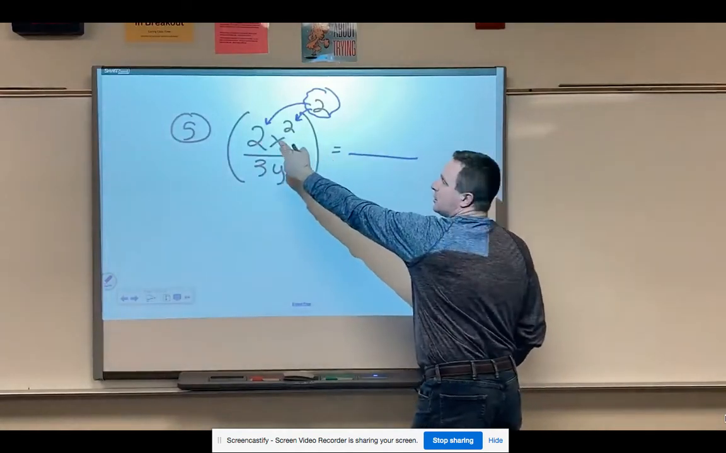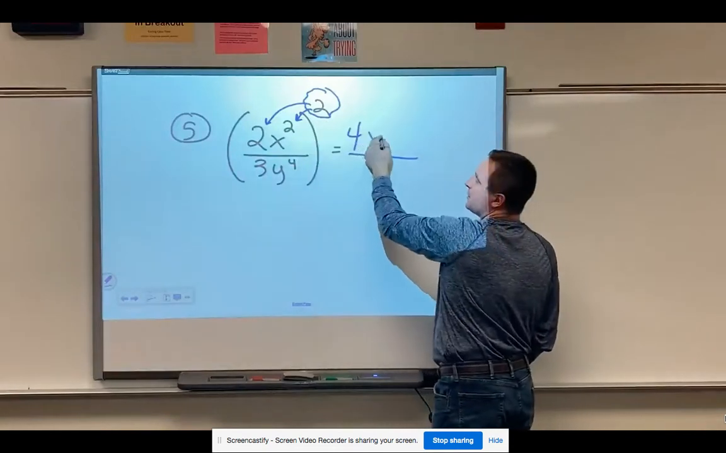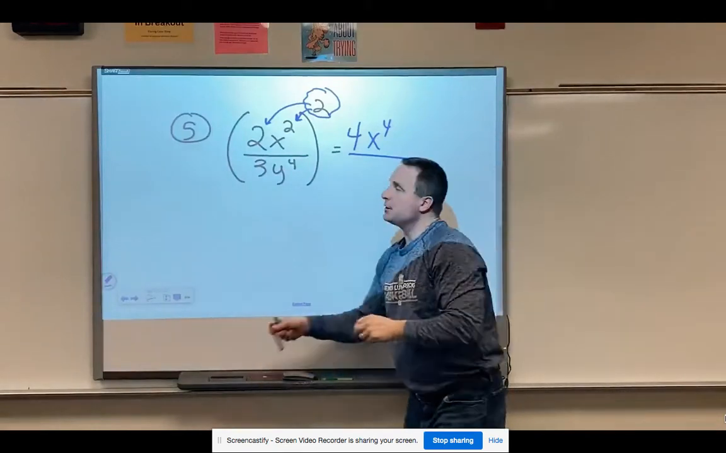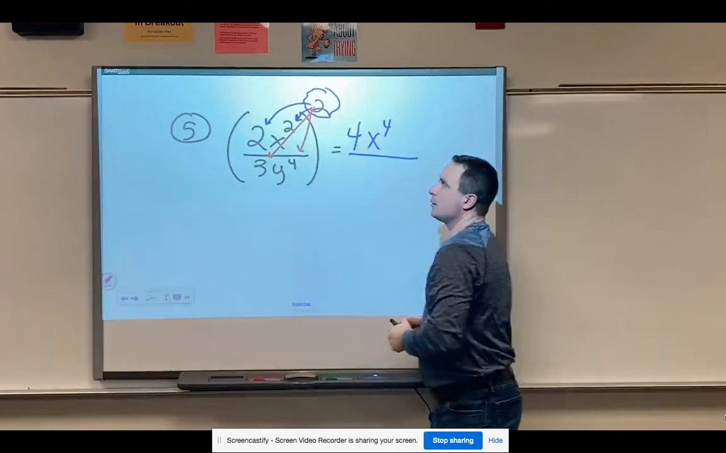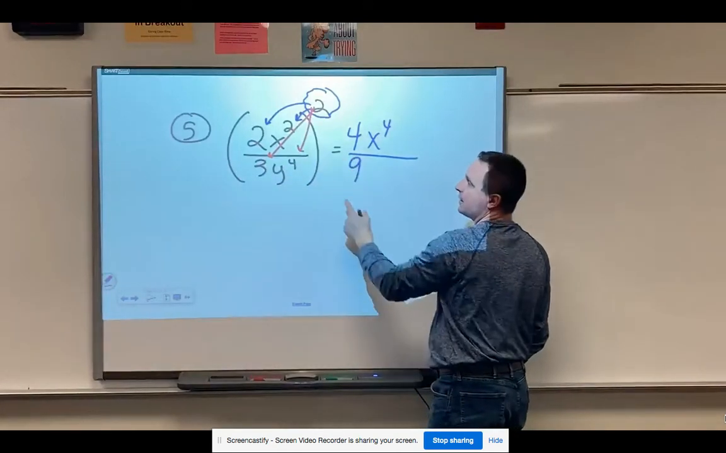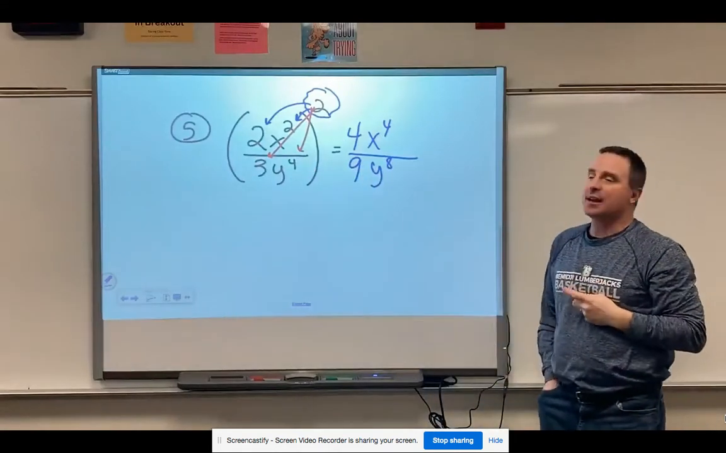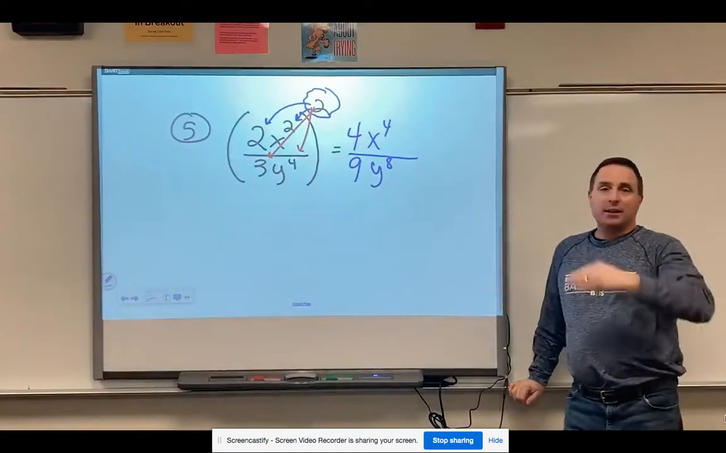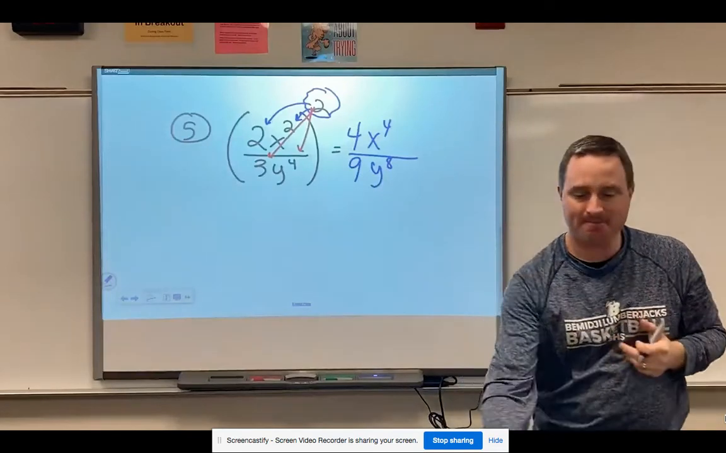Okay, so I could do 2 to the second, which is 4, 2 times 2x to the fourth. But that exponent of 2 also goes to everything in the denominator. So it goes to the top and the bottom. On the bottom, I get 3 to the second, which is 9, and 2 times 4y to the 8th. So fractions aren't anything to be scared about with exponents. We just do it separately. It goes to the top and the bottom.